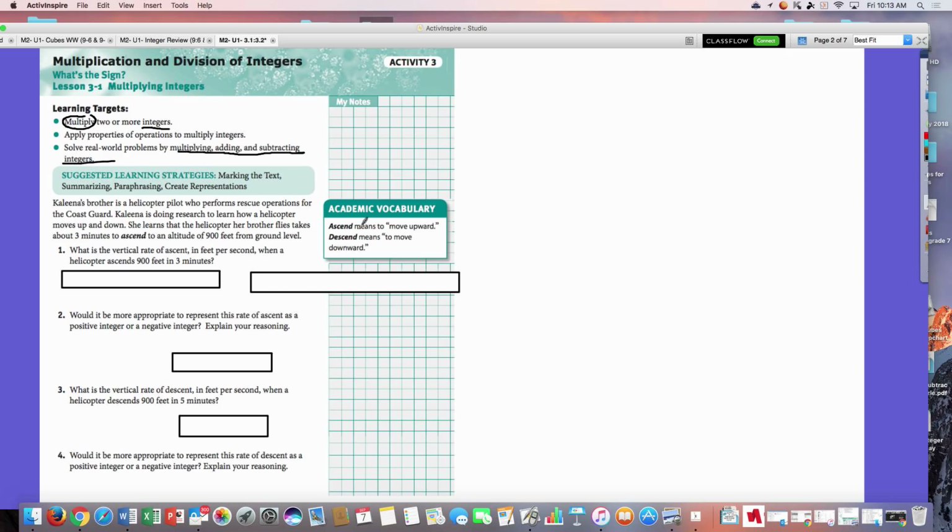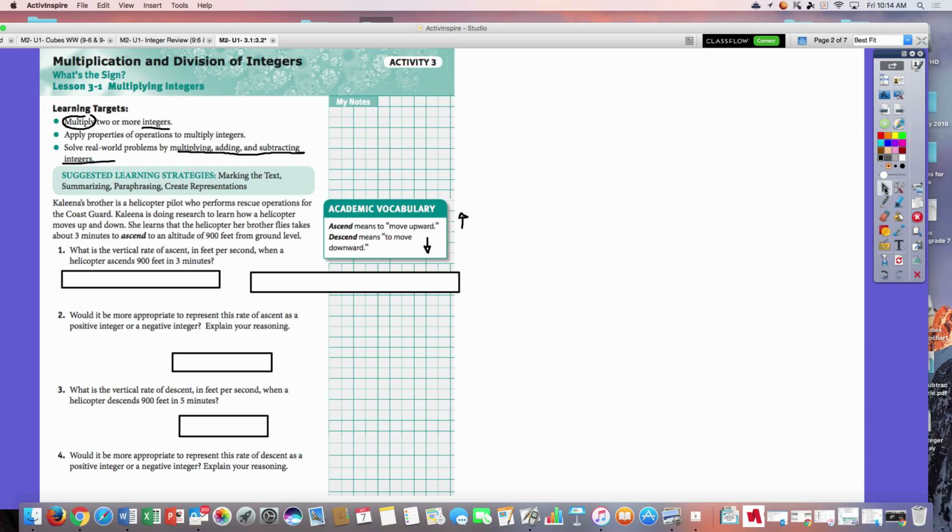A couple key terms you need to know for this. Ascend means to go up, like ascending a mountain. And descend means to go down, like descend in the ocean or descend a mountain, going down. Let's look at these questions.